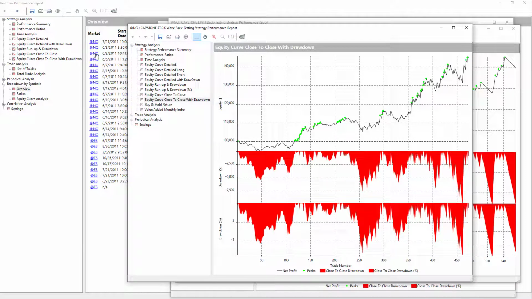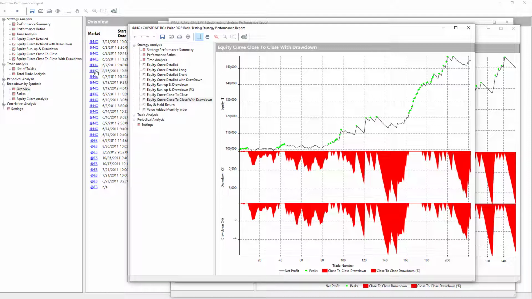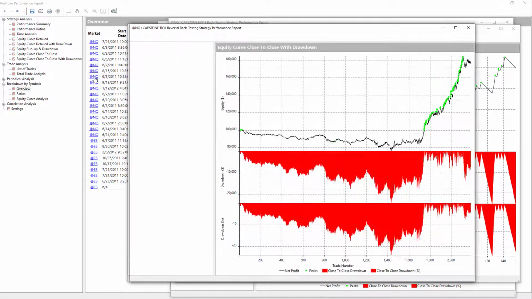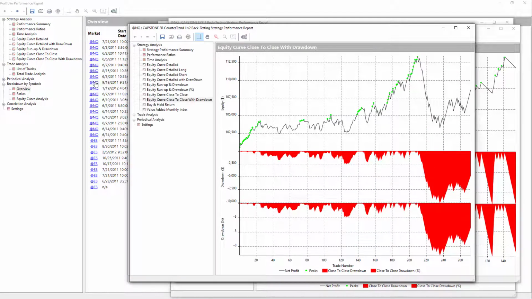Tick Wave has done really well on the long side, and it did poorly on the short side. And here is Tick Pulse. Tick Pulse good on the long and the short side. Very consistent. Tick Reversal, consistent on the long side. Well, it's a little bit choppy. The equity curve's a little choppy, but the worst case drawdown isn't terrible. This is a top strategy that has kind of gone sideways recently.